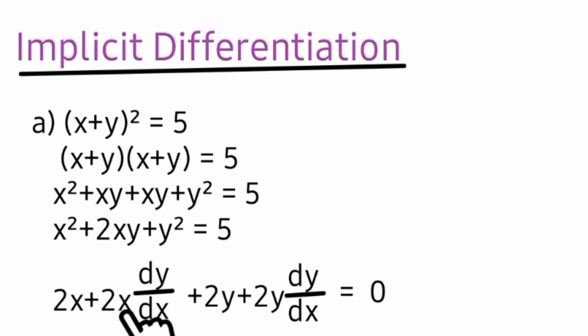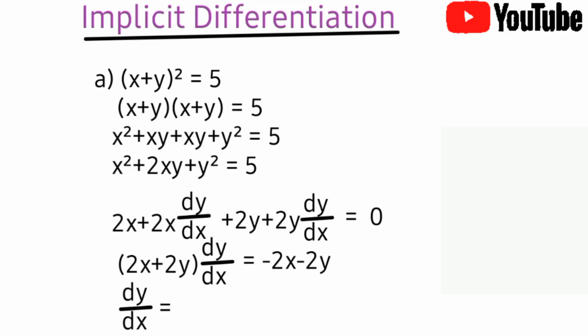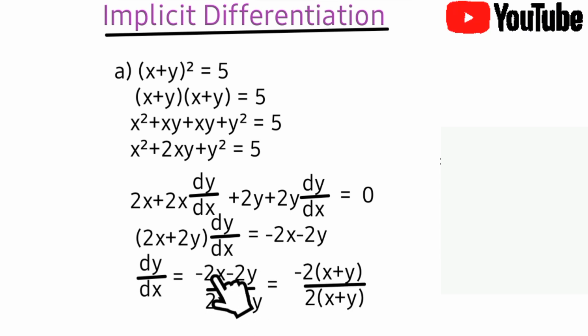We'll bring 2x dy/dx and 2y dy/dx together, and taking 2x to the right hand side, the 2x crossing the equal sign changes to minus 2x, and 2y crossing the equal sign changes to minus 2y. So dy/dx will be equal to (minus 2x minus 2y) divided by (2x plus 2y). Minus 2 is common.